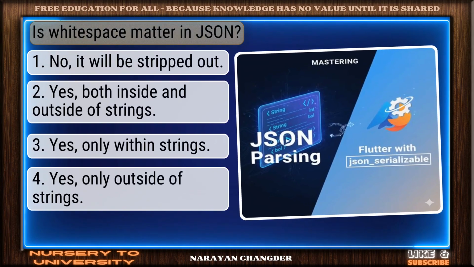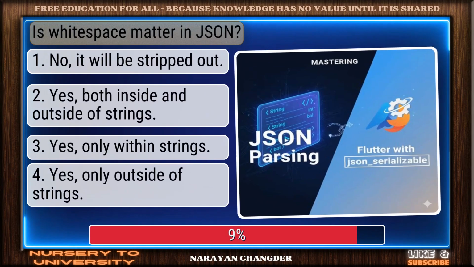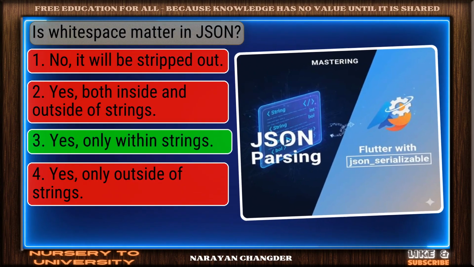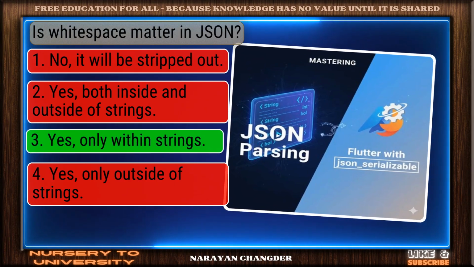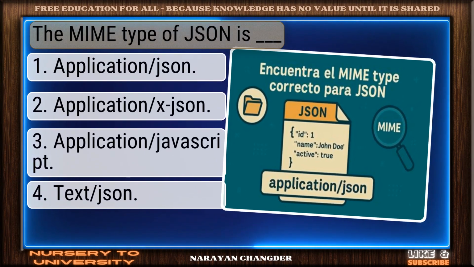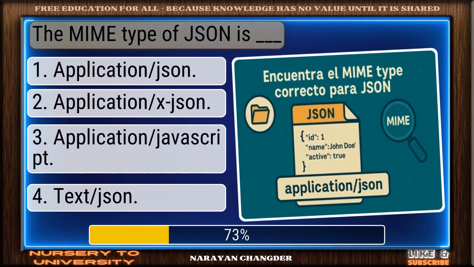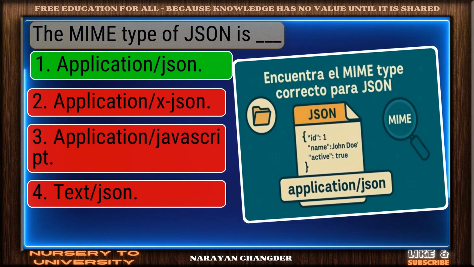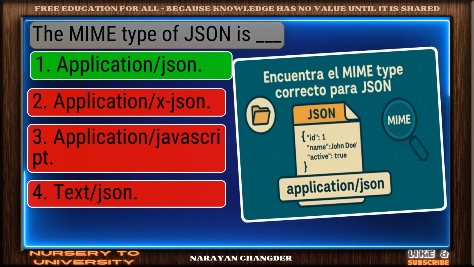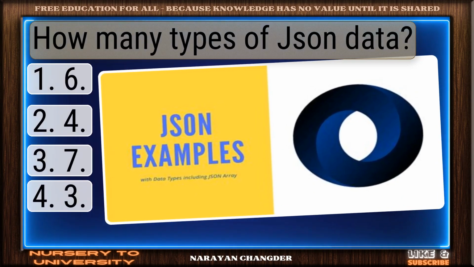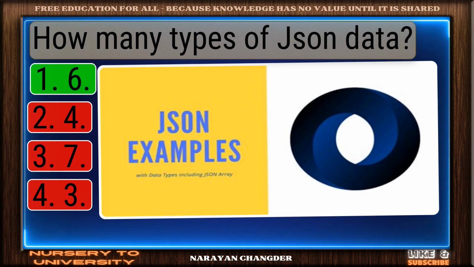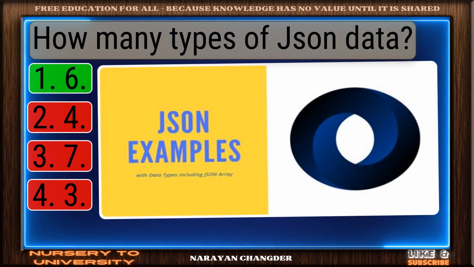Question number 70. Does whitespace matter in JSON? Excellent. Yes, only within strings is a brilliant choice. Question number 71. The MIME type of JSON is dash. Solid response. Application/JSON is a valid choice. Question number 72. How many types of JSON data? You chose 6, and it is correct.